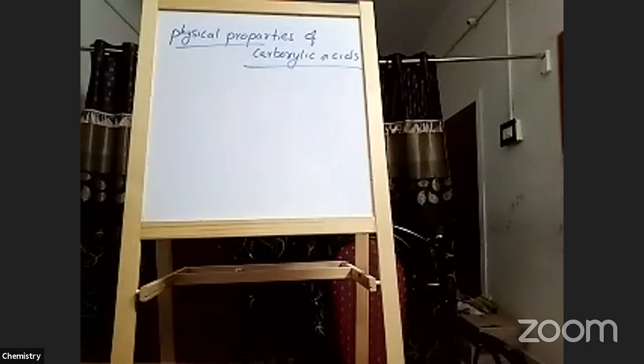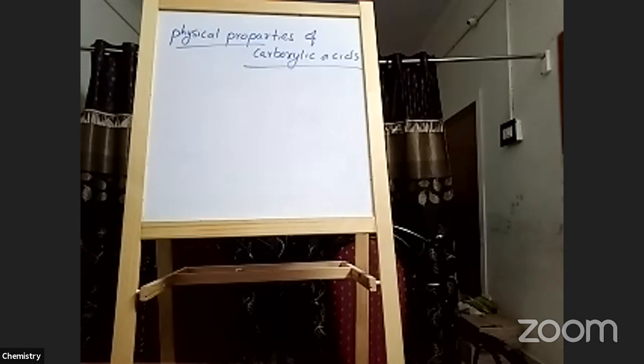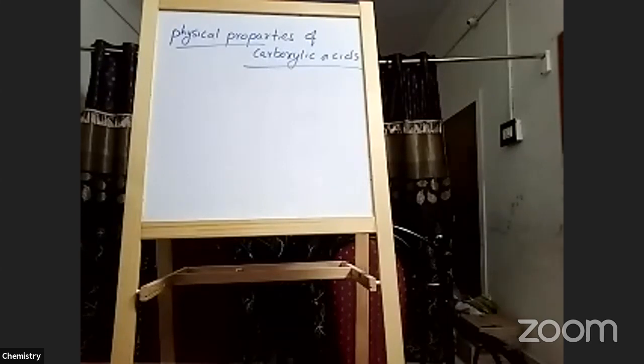Physical properties of carboxylic acids. Listen here. Mainly we need to discuss the boiling point and what hydrogen bonding is existing here. We have discussed aldehydes and ketones. Aldehydes have a higher boiling point than ketones, because of the hydrogen bonding we discussed. The carbonyl group in aldehydes is attached to a hydrogen, and in ketones it is attached to one more carbon. That is the reason we discussed.